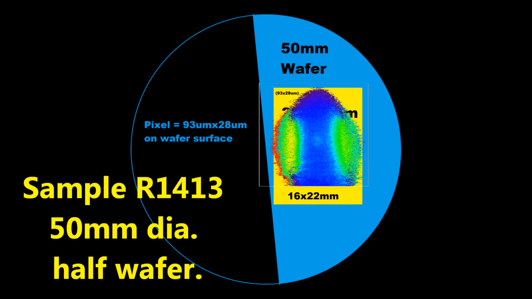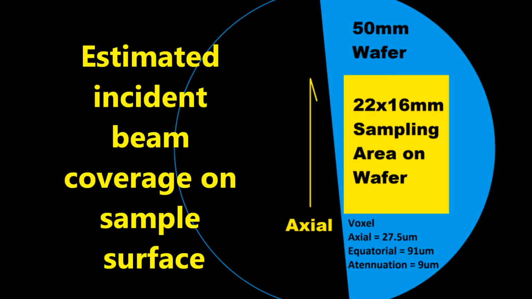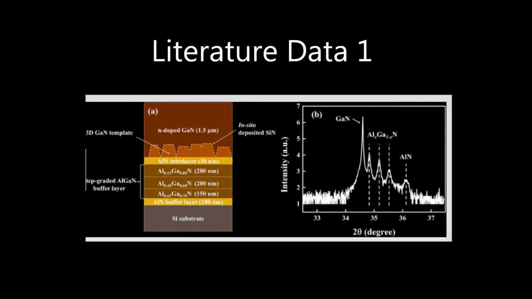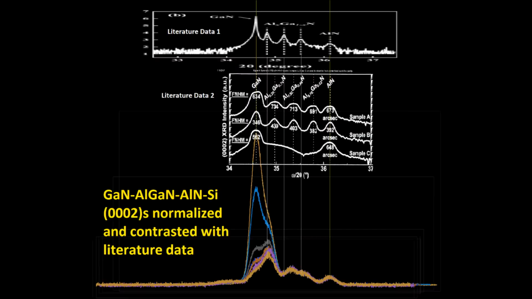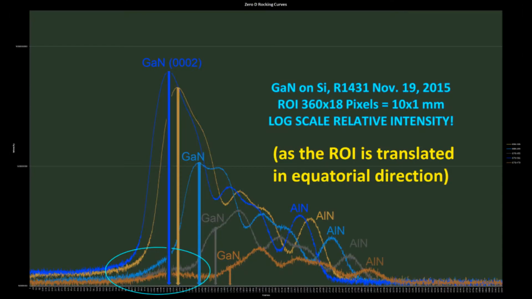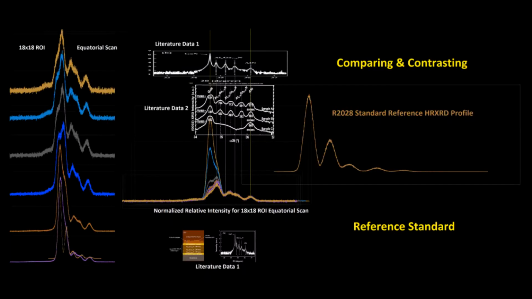Based on the sample morphology, geometry, and optics used for this reflection, an estimate of the beam coverage on the sample surface is illustrated. Excellent correlation was found when our data set was compared with that found in literature, as well as a control sample, R1413, with known individual layer thicknesses.